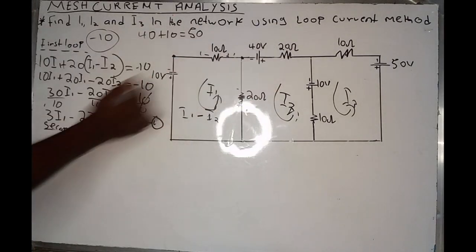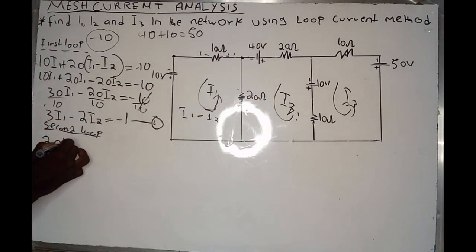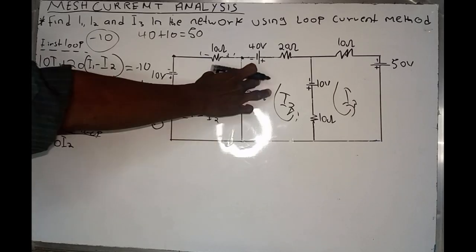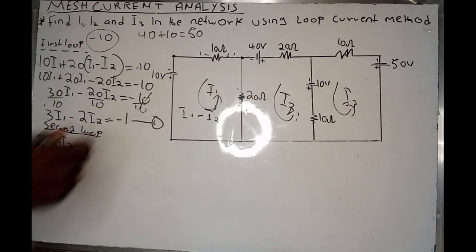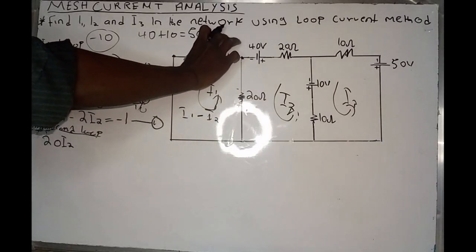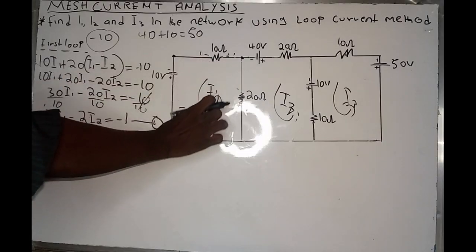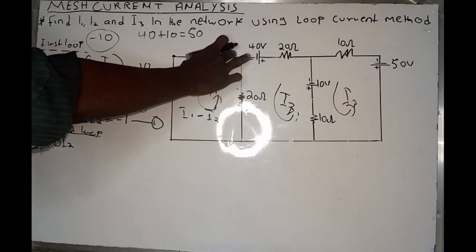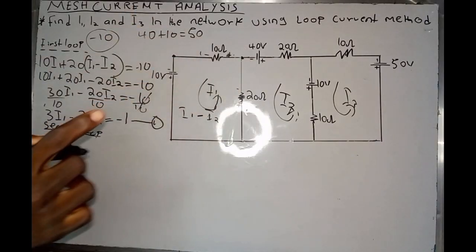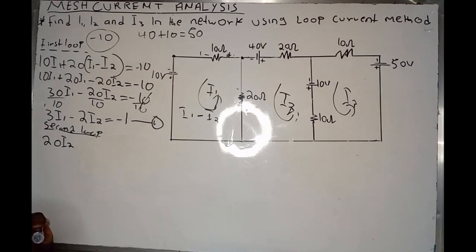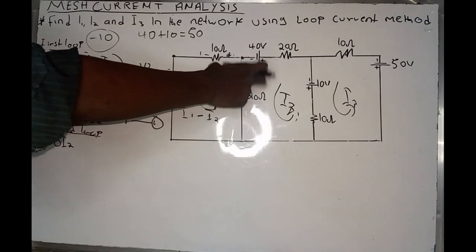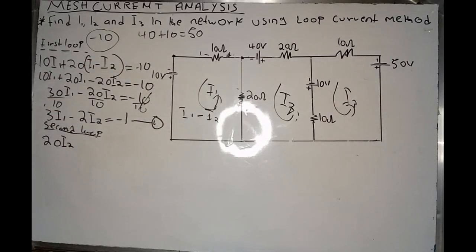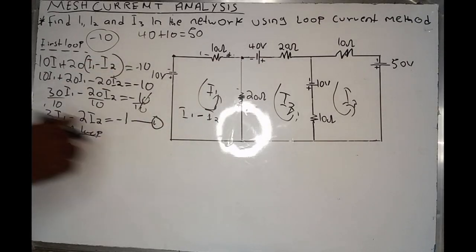So I have this 20 ohm resistance, which is 20 I2, because I'm dealing with the second loop. And also for the 10 ohm, if you go back to the first loop, I'm looking for the I1. Okay, sorry, I'm calculating for the first loop. That's the reason I say 10 I1. But for the second loop, I'm calculating in the second loop. So therefore, I will say 20 I2 on its own.